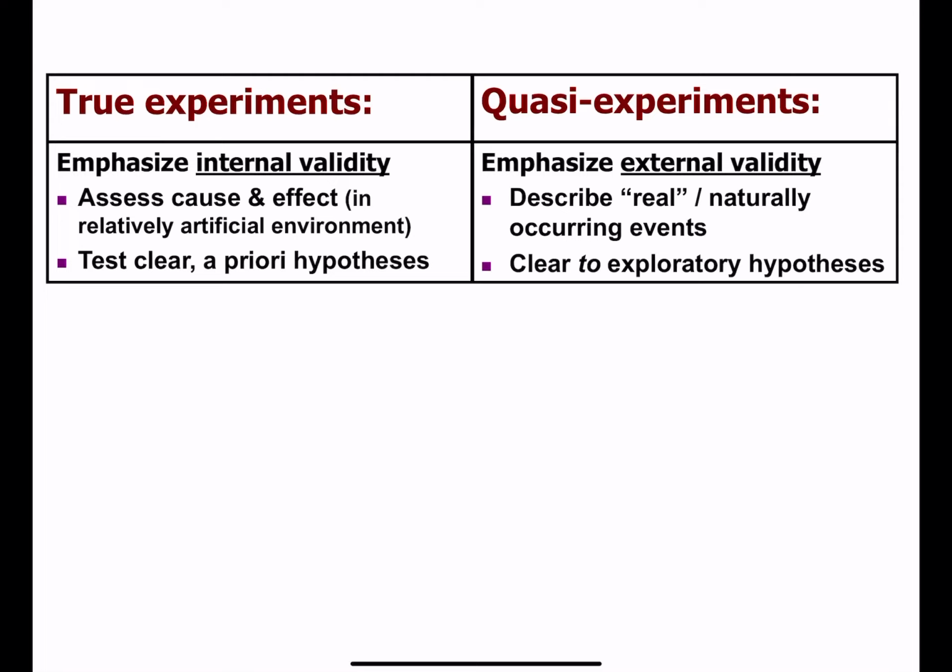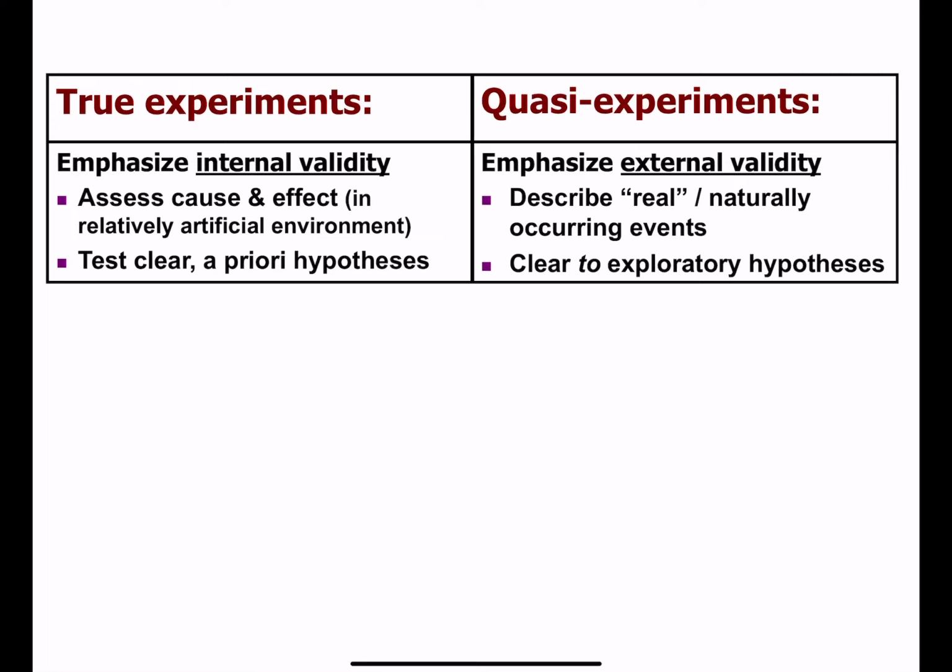Okay, so true experiments are what we've been talking about thus far, which really are lab experiments where we have a lot of control. And so this chart does a nice job comparing and contrasting true experiments to quasi-experiments. True experiments really emphasize internal validity. We're manipulating the independent variable with a high degree of control. We're randomly assigning participants to groups so that we can unambiguously say that the independent variable had an effect on the dependent variable. In contrast, quasi-experiments really focus on external or real-world validity.